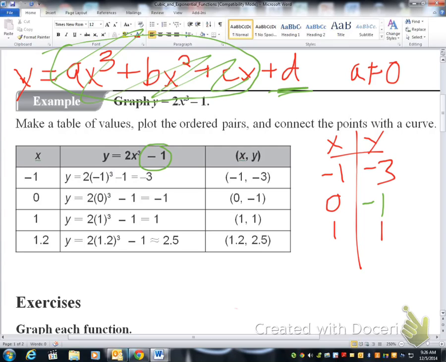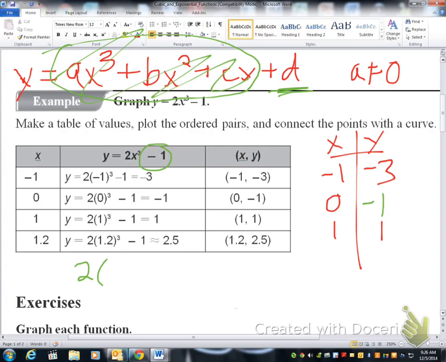Now, for the next value, they used 1.2. The reason they used 1.2 instead of using 2, anyone have an idea why we might want to use 1.2 instead of using 2? Okay, it'll curve at 2 also, but here's the thing. If I plug in 2, well, let's look at it for a second.